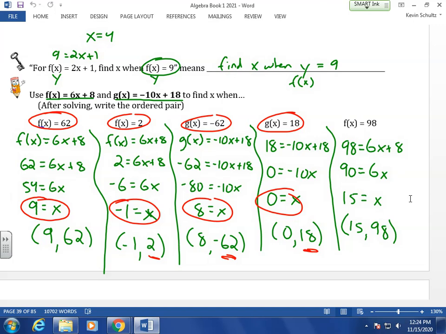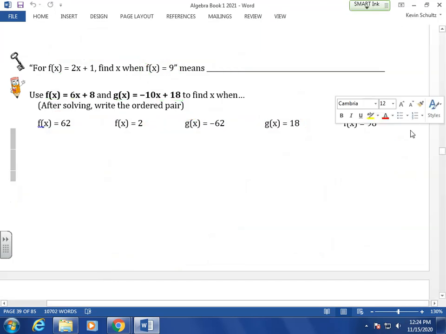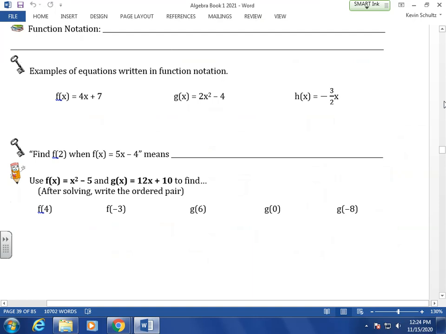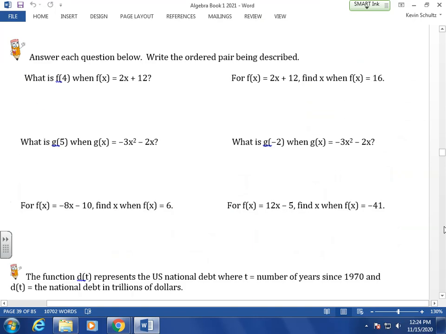The second page of this for your homework. The first part here says answer each question below. What is the ordered pair being described? So it says, what is f of 4 when f of x equals 2x plus 12? Your first decision here is, what variable am I being given, right? What am I solving for?